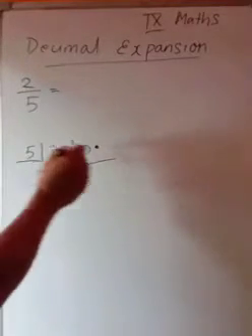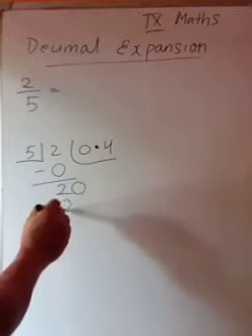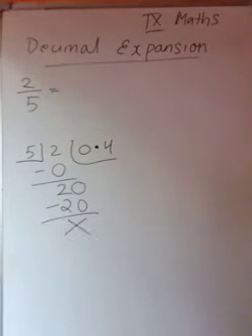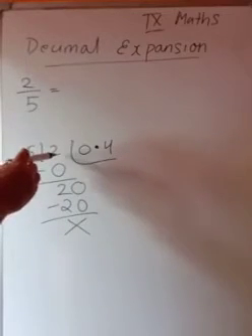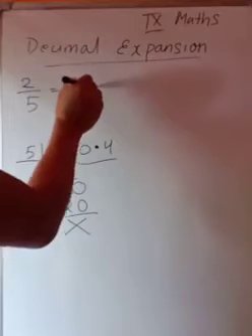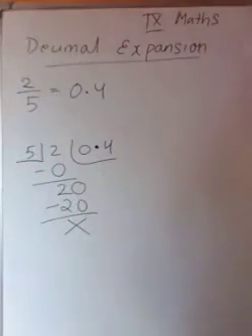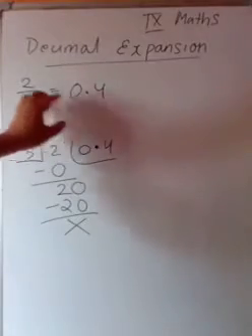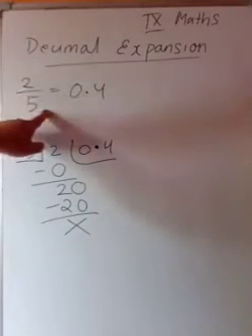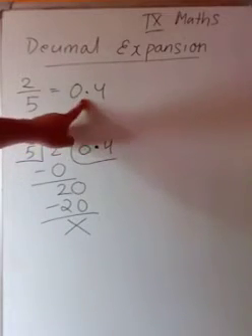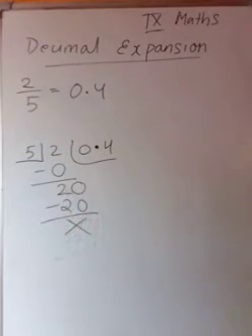Clear? So now 5 4s are 20. Subtract 20 from 20, there will be no number. Therefore, when 2 divides by 5, this will be 0.4. Now similarly you can find the decimal expansion of any given fraction. When you divide, you can check in a rough work. This is called decimal expansion.